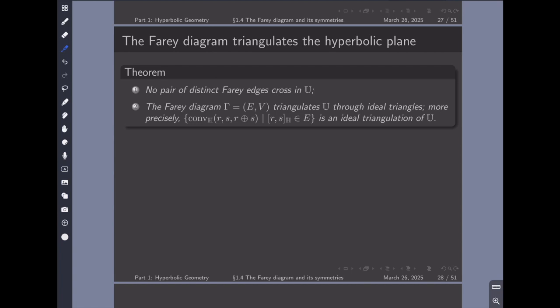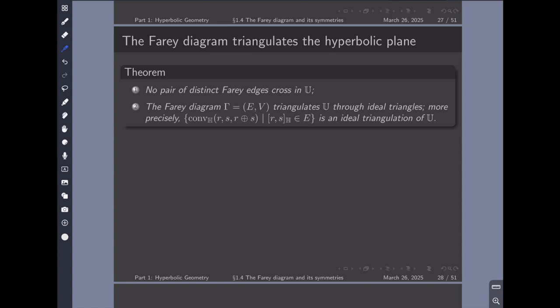And second, the Farey diagram triangulates, and more precisely, one can say exactly what the ideal triangles are. They are of the form: take a Farey edge, then take the naive sum of the two vertices of that edge, and take the hyperbolic convex hull. That's an ideal triangle. That collection of ideal triangles is precisely the triangulation of U one obtains. Okay, so that's the statement of the theorem.